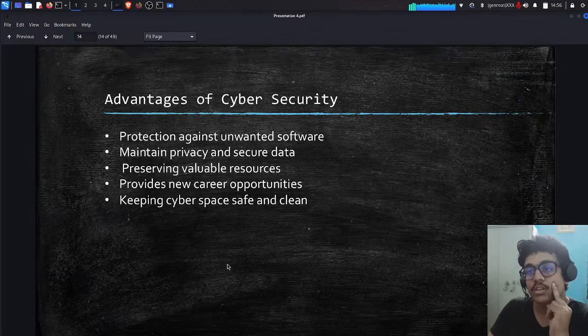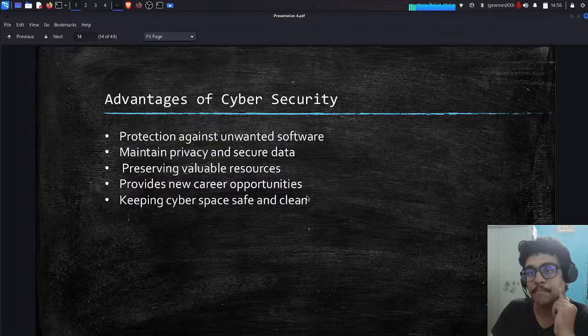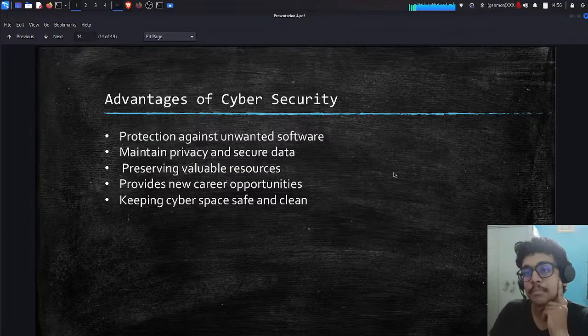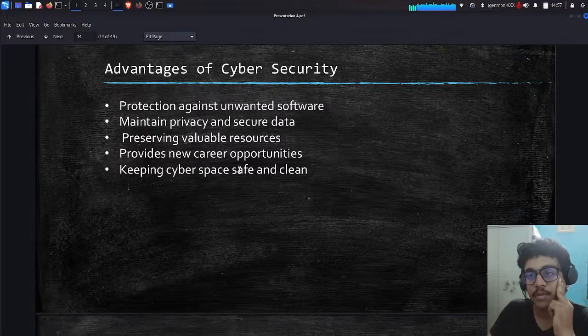So, what are the advantages of cybersecurity? Protection against unwanted, that is harmful, software, maintaining privacy and security of data, preserving valuable resources, assets, and your credentials. Cybersecurity is also providing new career opportunities. For example, let's take the classic example of AI security. That is a new field that is evolving nowadays and will be in demand in the next 4 to 5 years. So, keeping cyberspace safe and clean.